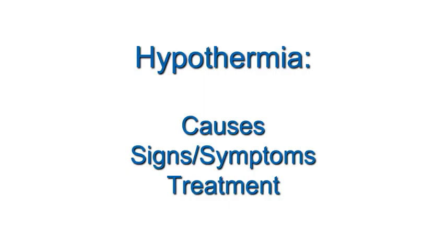Hypothermia is where the core body temperature goes below 95. So that is the definition of hypothermia. Now, sometimes you can say, oh, someone is hypothermic if they're just cold. But true hypothermia is a core body temperature less than 95 degrees. And as it goes lower and lower, it gets more and more serious.